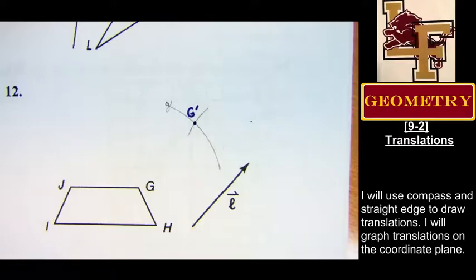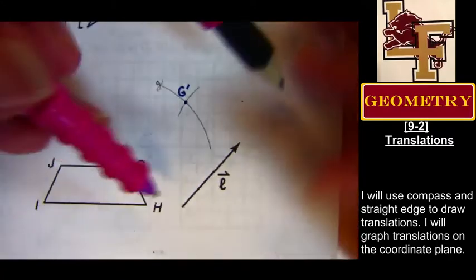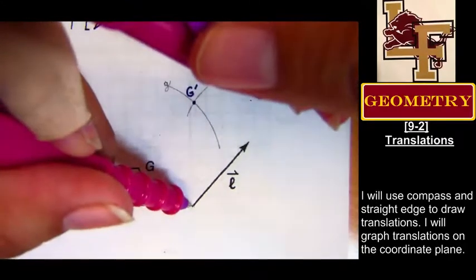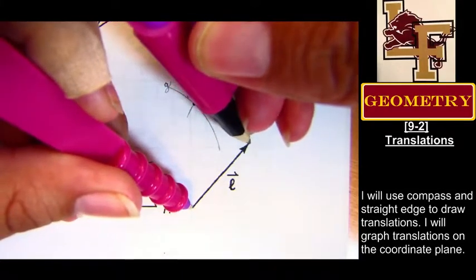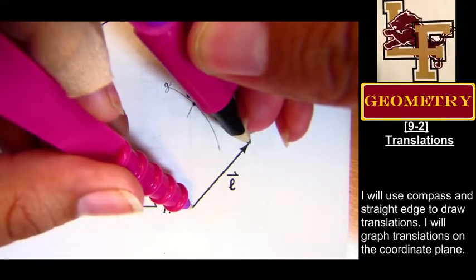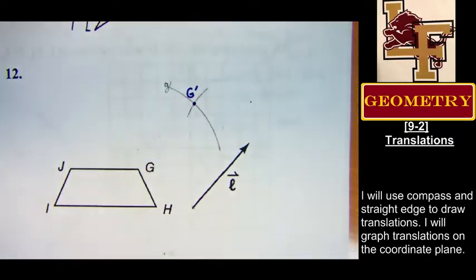Okay, let's do it again. Perfect, G prime. Get the magnitude of your vector. You are. I never doubted. The magnitude of your vector. It's that long. Which point do you want to move now?